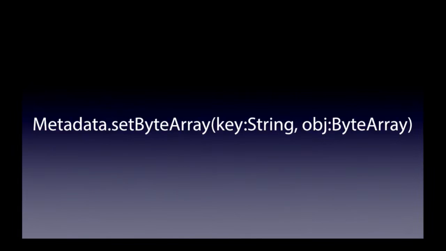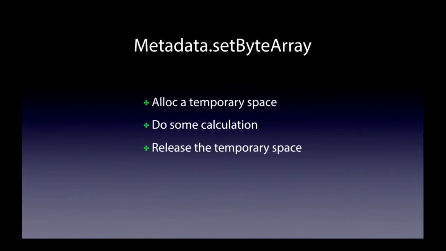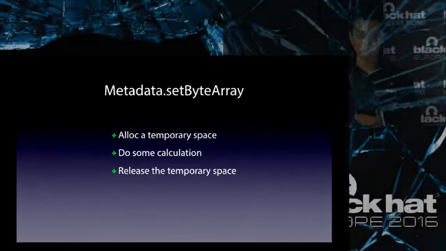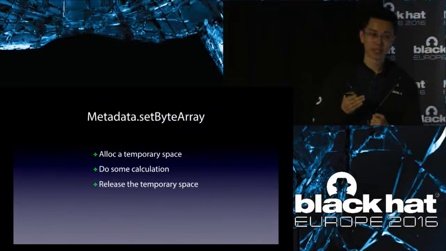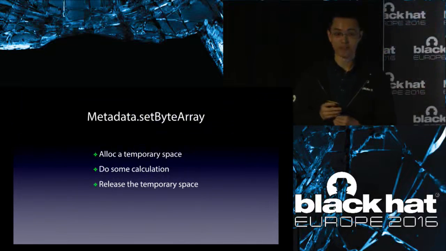setByteArray will allocate a temporary space to pre-process the input byte array. If the encoding and the length are okay, then setByteArray will allocate another memory to save the content of this byte array and save the pointer inside metadata. Since this temporary space is allocated first, if the input byte array is 32 bytes long, the same size as PSDK, the temporary space is what occupies the memory of PSDK.